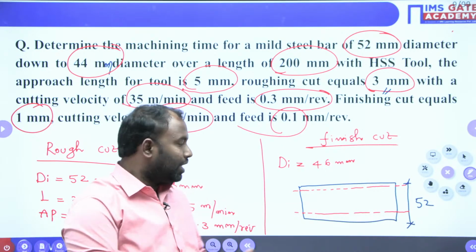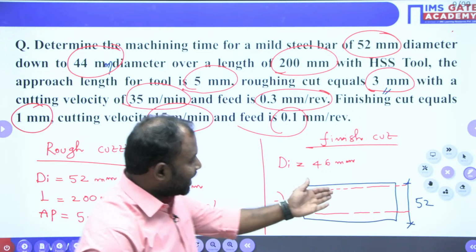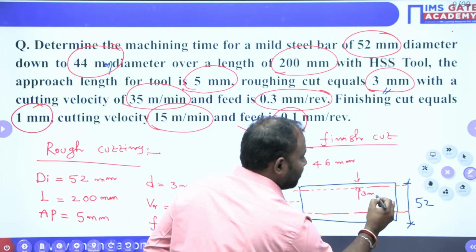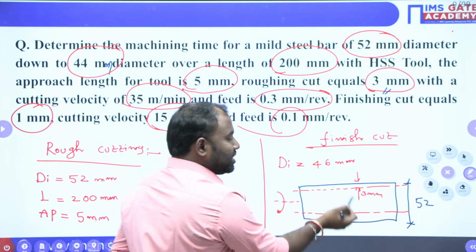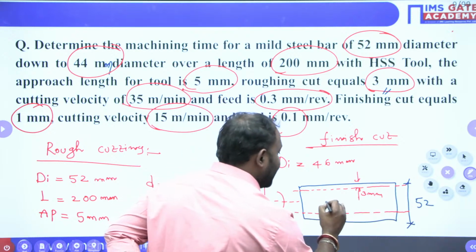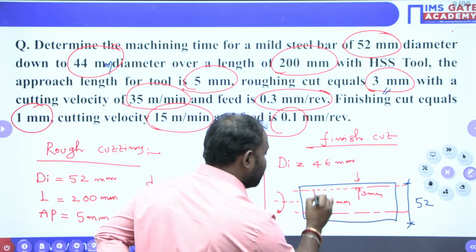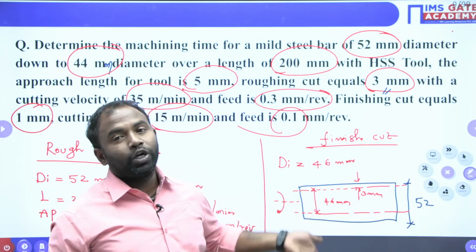Right, now here what happened? The workpiece is going to be rotated like this. So whenever we give a depth of cut of 3 mm, it is going to be removed from the top and also the bottom. So 3 mm this side, 3 mm this side, if you remove, then what happens? It is going to be 46 mm, this length. That is why the finishing cut takes place at 46 mm.